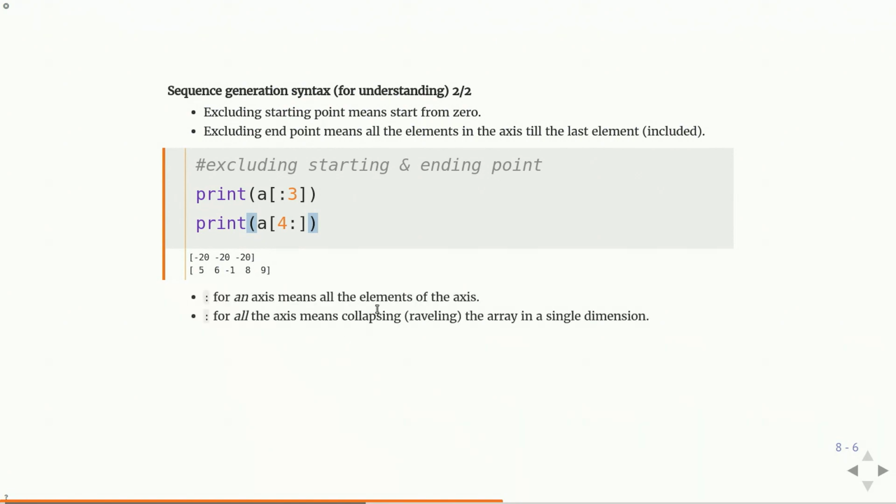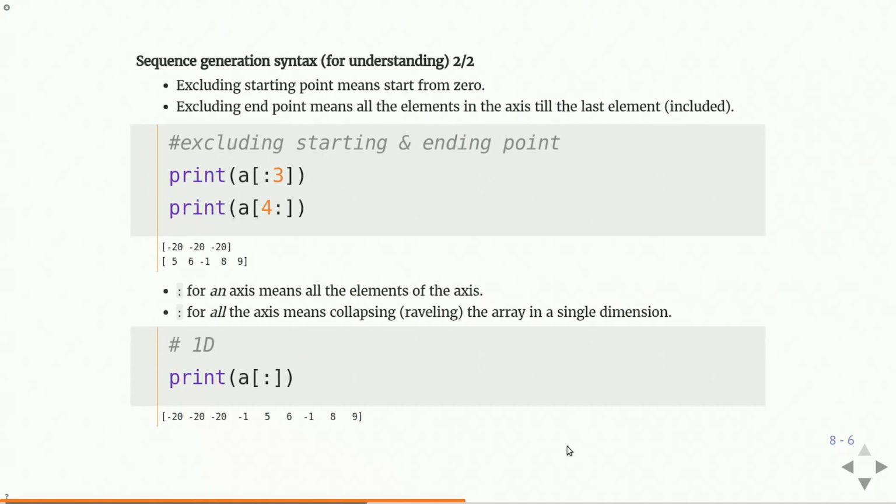Similarly, here is a differentiation between colon for an axis and colon for all axes. Colon for an axis means all the elements of that axis, and colon for all the axes means collapsing the array into a single dimension. It's a very important point to remember. For example, in the 1D case, writing print a[:] will print all the elements of the array since there is a single axis.